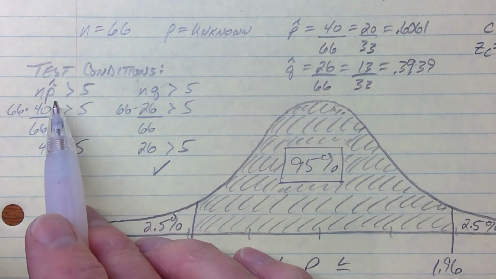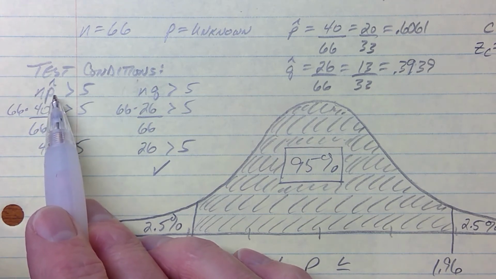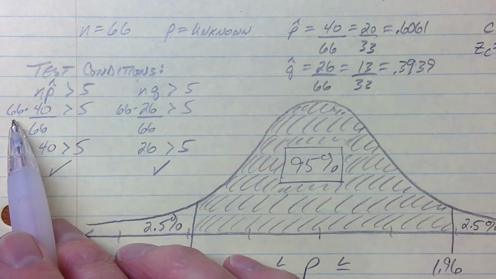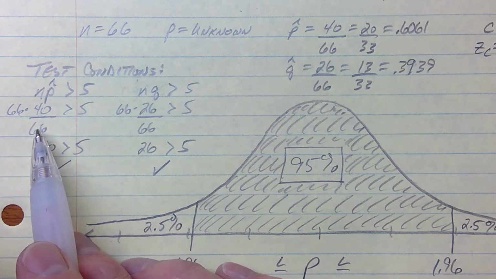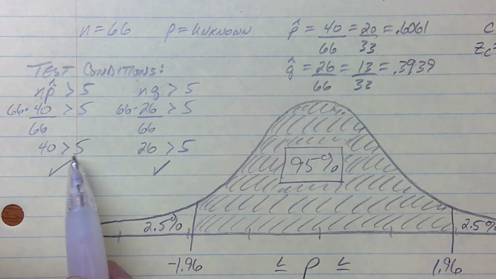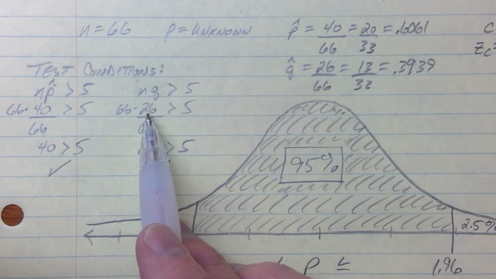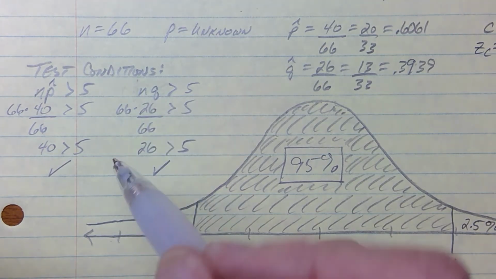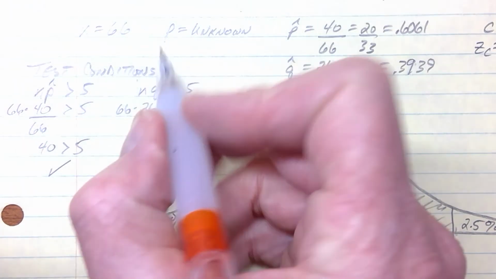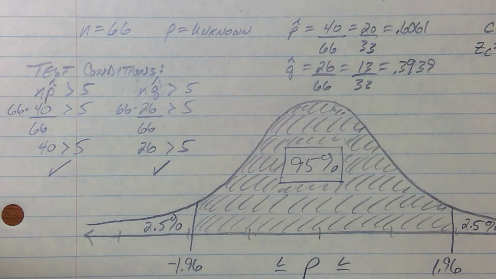So I'm going to test my conditions, n times p, but we're going to use p hat because it's close enough. Here's n, 66. 40 out of 66 were extroverts. That's success. Multiply this, you get 40, greater than 5. So far, so good. Check the failure rate. 26 out of the 66 were not. That's q hat. My bad. Let me put a hat there. Whoop, q hat. All right.